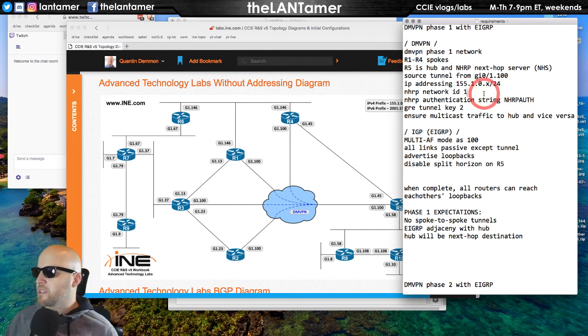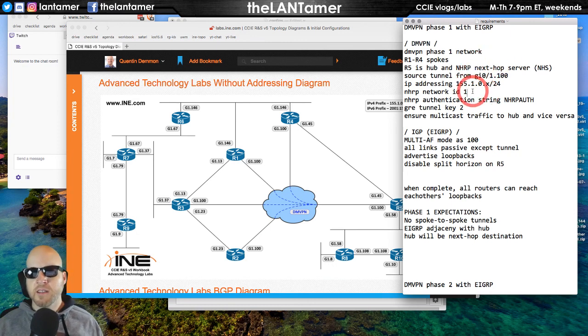I don't know if I ever answered that last night, but I figured out that this is locally significant. It's kind of like a VRF ID. It's just to help distinguish outgoing and incoming NHRP packets and which tunnel they go to, because you could have multiple tunnels on the same interface, right? So that's what that's used for. It does not have to match router to router, okay?